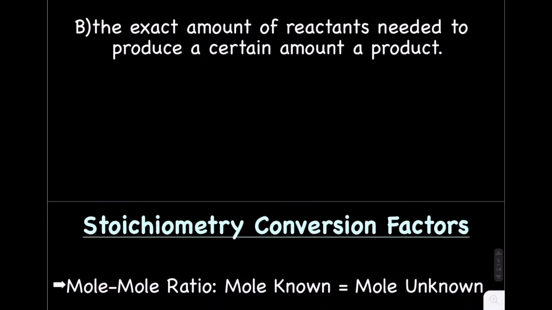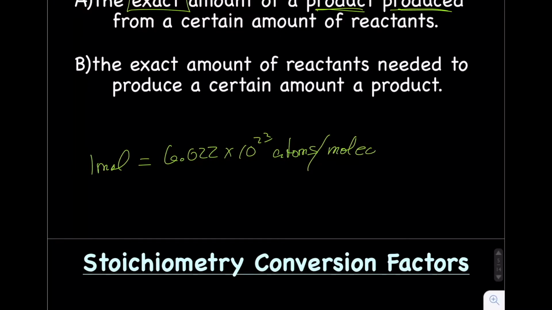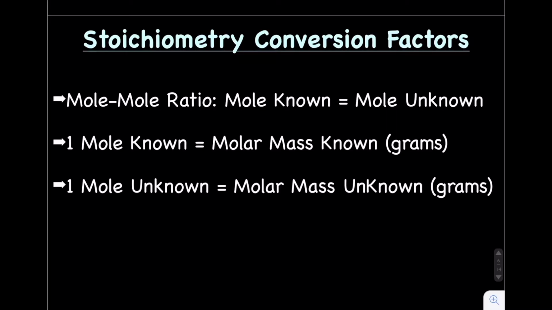So first, stoichiometry conversion factors. Hopefully you remember when we did mole conversions, we had the conversion factors or the equalities. 1 mole equals 6.022 times 10 to the 23rd atoms or molecules, or actually anything. And 1 mole of something equals the molar mass of something. Those were the conversion factors. Well, we're going to learn a few new conversion factors for this unit. So I'm going to give you all of them now, although today we're only going to focus on one of them. So the first one is what we call mole-mole ratio.